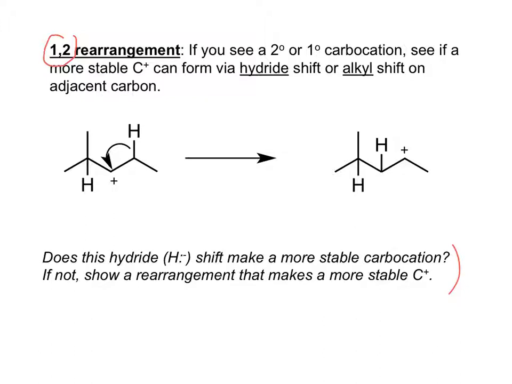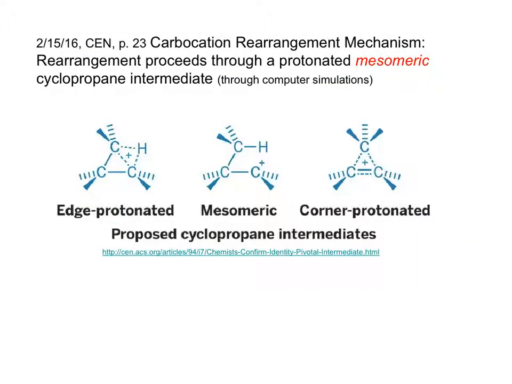And the answers are: a secondary carbocation rearranges to another secondary carbocation, so there's no increase in stability, so that reaction will not occur. The rearrangement that can occur is this one. A tertiary carbocation forms. In 2016, this carbocation rearrangement mechanism was proposed.